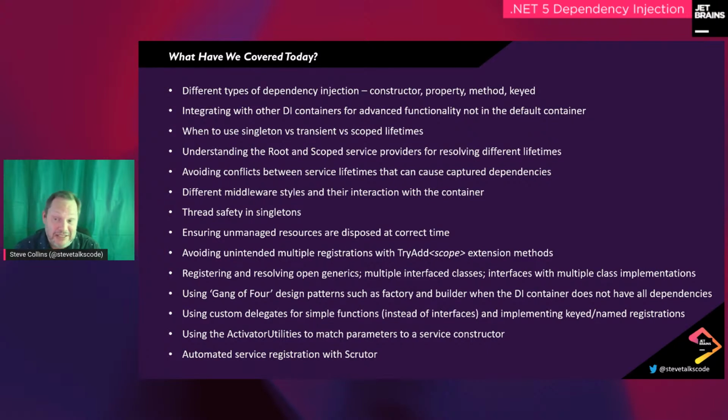We've talked about design patterns such as factory, builder, and things like facades where you're having to wrap things up to hide some of the functionality. We've covered how you integrate those with the container. Similarly, we've looked at things like custom delegates, which can be used to provide missing functionality without having to resort to using other containers.